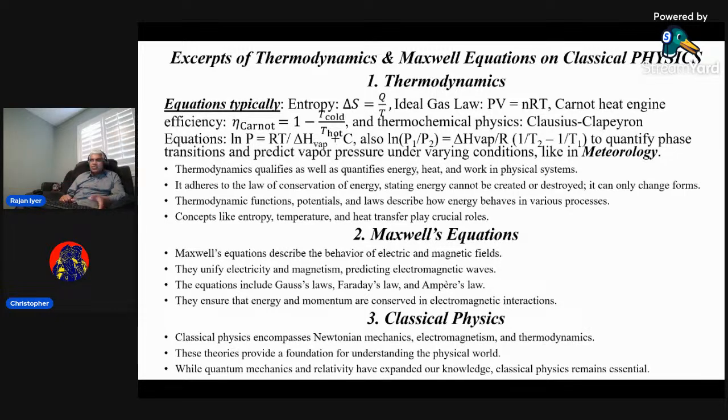So this winds up the topic of classical physics, and then we move on to episode 3 about the structure of the atom, and we move on from what happened with classical physics.